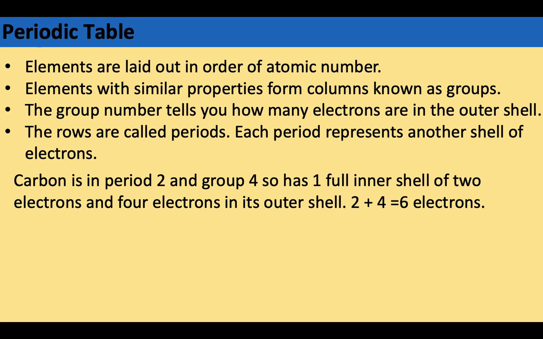So carbon is in period 2 and group 4. Because it's in period 2, it's got 2 electron shells. The first one is a full shell of 2 electrons, and the second shell, you know that it's got 4 electrons in it because carbon is found in group 4. Okay, so in total, carbon's got 6 electrons.